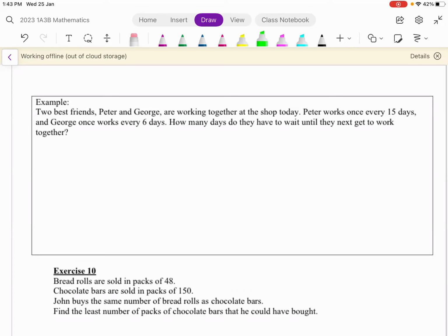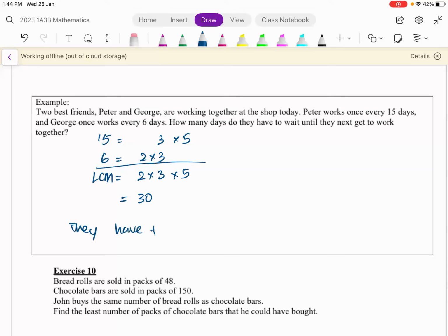And then how do we present our work? So 15, same thing, 15 will be our 3 times 5. Then I know the 6 will require a 2. So 6 will be 2 times 3. We are looking for LCM. So 2 times 3 times 5, we get 30. How many days do they have to wait until they work together? They have to wait for 30 days.